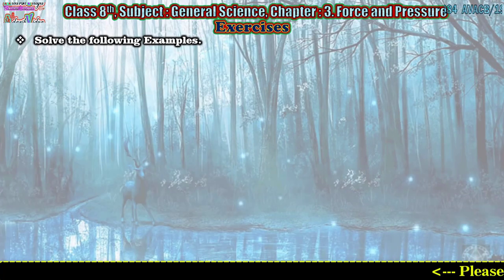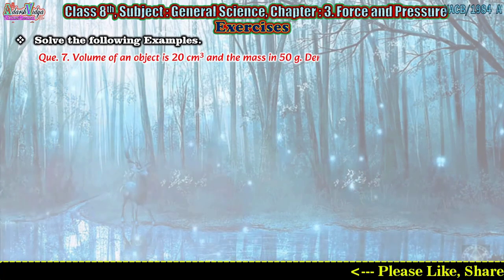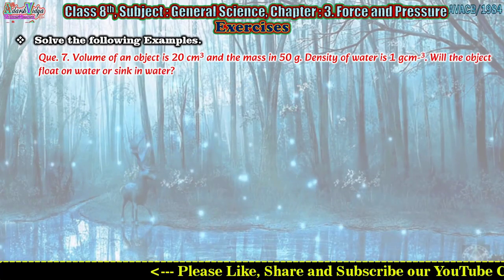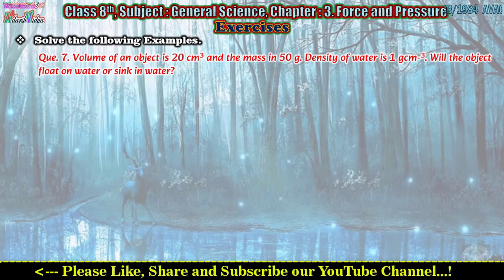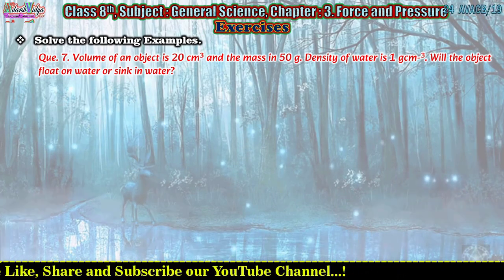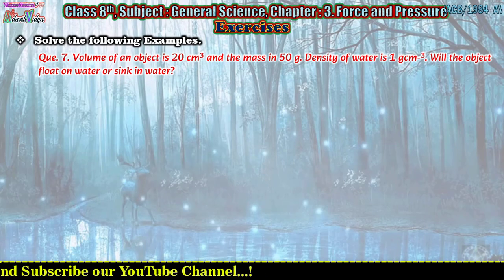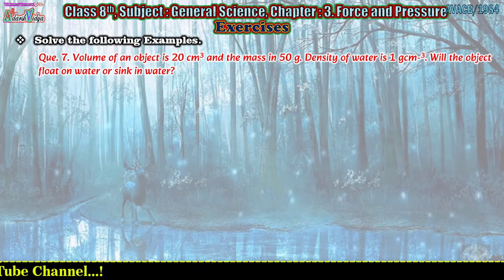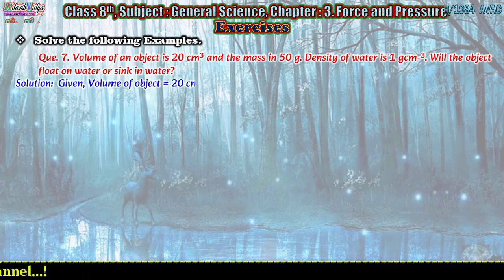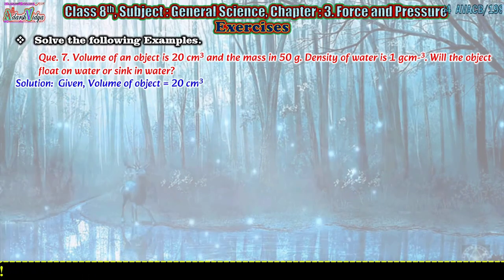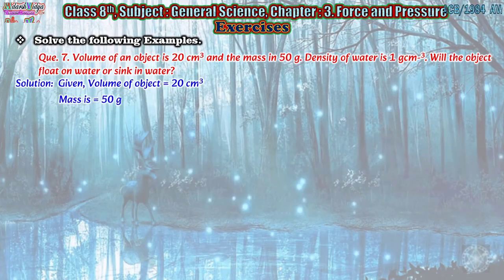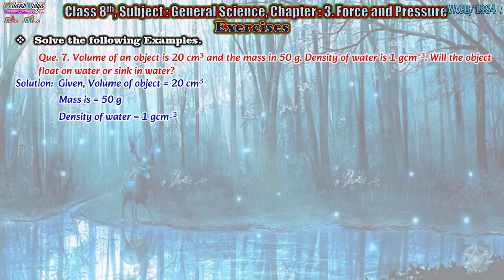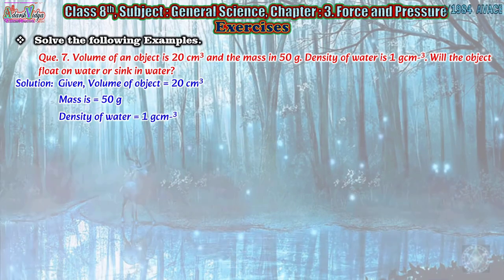Next is question 7. Volume of an object is 20 centimeter cube and the mass is 50 gram. Density of water is 1 g per cm cube. Will the object float on water or sink in water? Solution, given volume of object equals 20 centimeter cube. Mass is equal to 50 g. Density of water equals 1 g per cm cube.